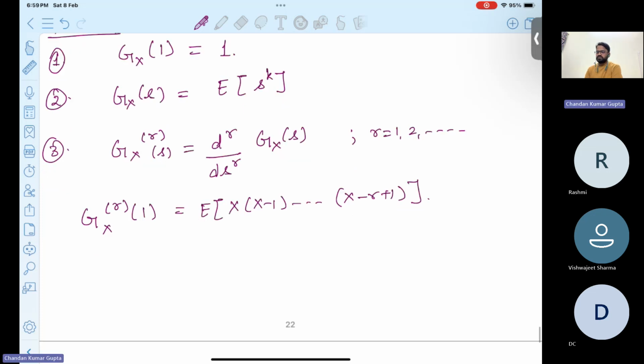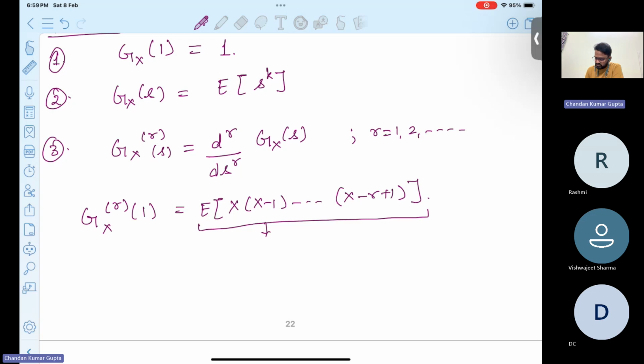This particular quantity is called the factorial moment, and there are many distributions for which the variance is calculated with the help of the factorial moment only, like the binomial. Even in the binomial distribution we use this concept to find the second order moment, or variance, of the binomial distribution.